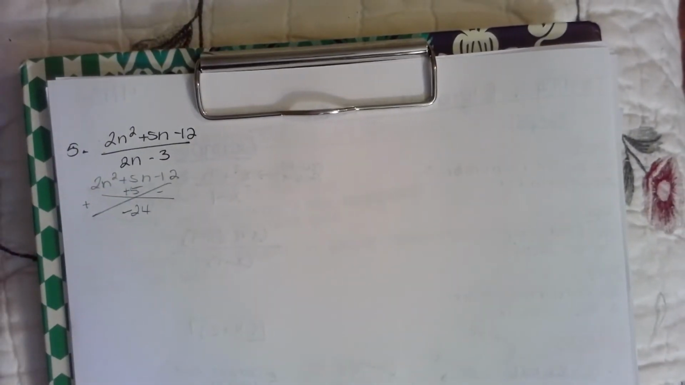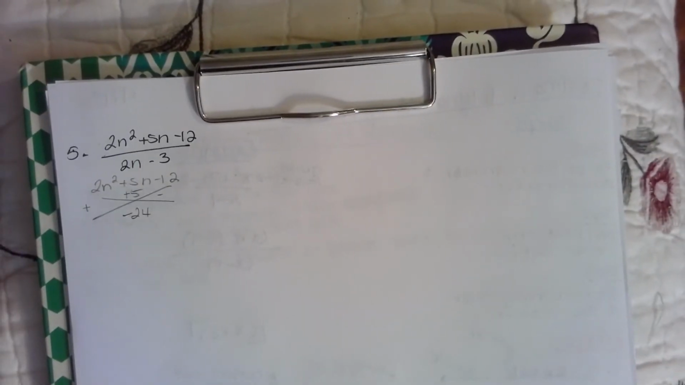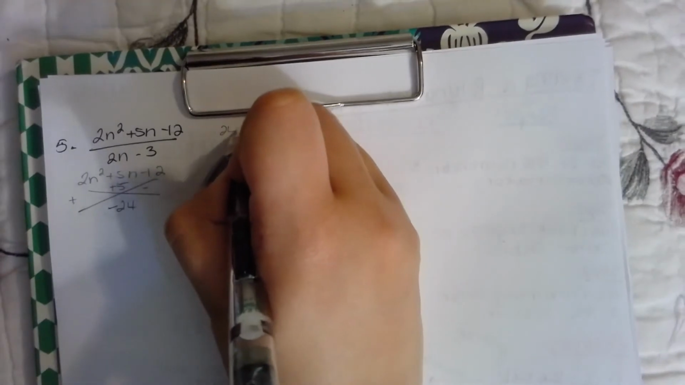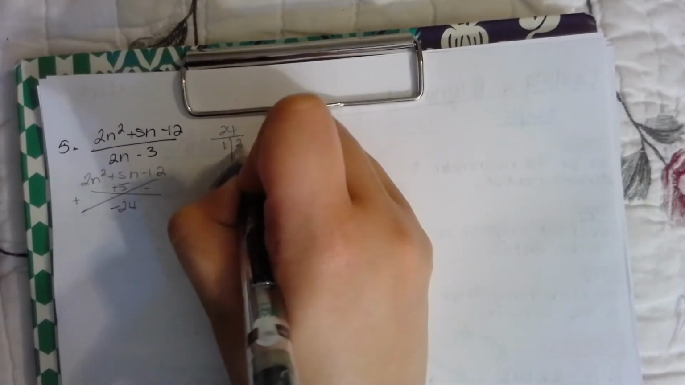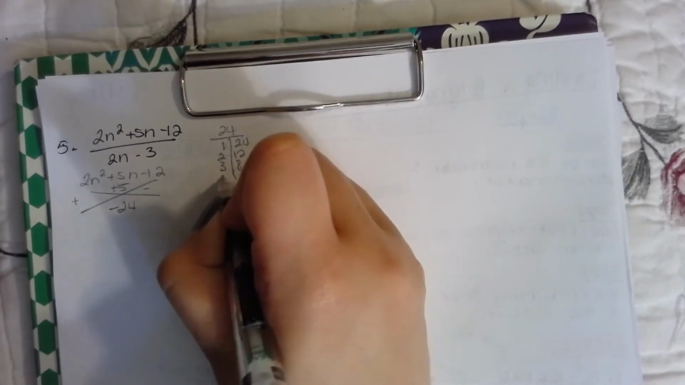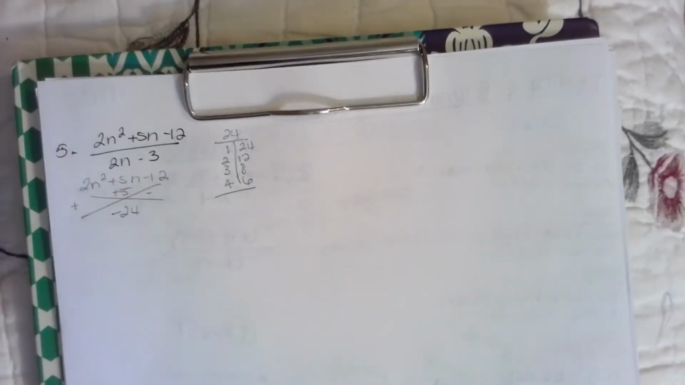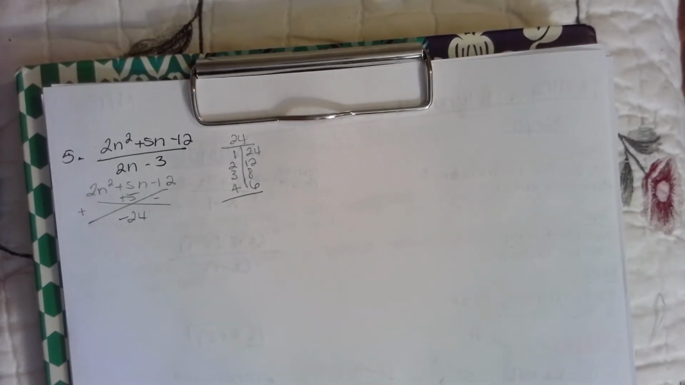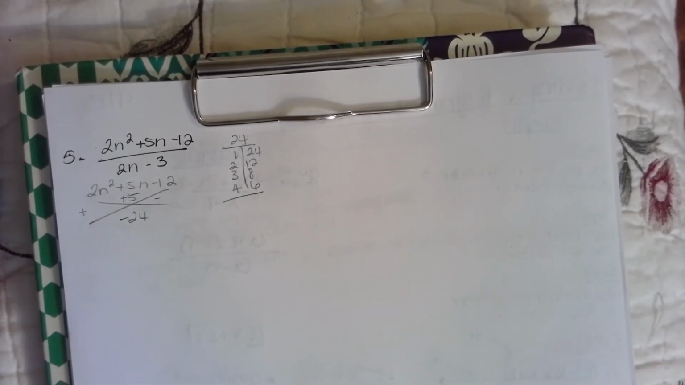So then, looking at the factors of 24, we have 1 and 24, 2 and 12, 3 and 8, and 4 and 6. That's it. Since we have 1 positive, 1 negative, we need the difference. The difference of 24 and 1 is 23, but we need 5. The difference of 12 and 2 is 10. The difference of 8 and 3 is 5. That's the one you want, with the 8 behind the positive, the 3 behind the negative. Alright, now drawing your box.